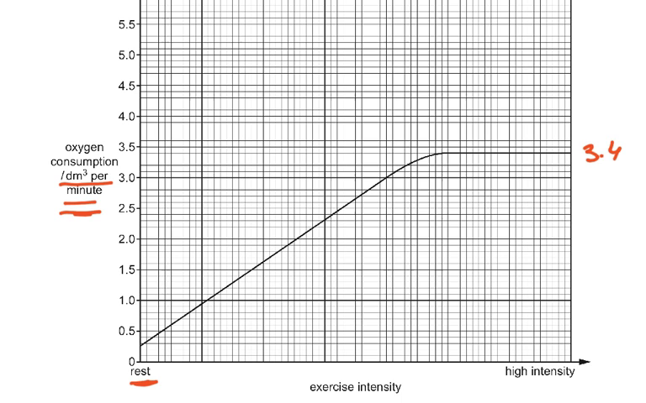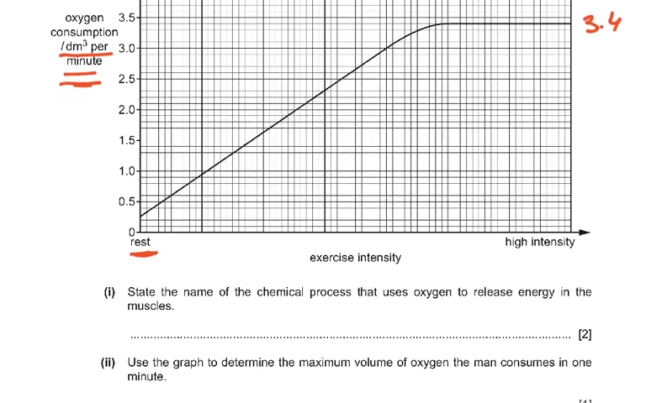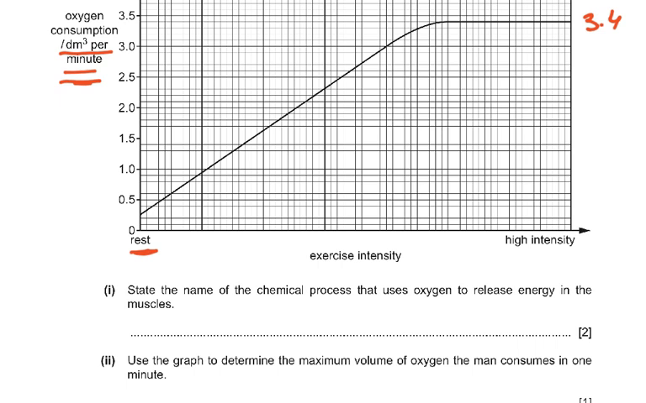So it's half of 0.5. 0.25, and then it goes up to 0.5, then 0.75, 1, 1.5, 2, 2.5, and so on and so forth. So you look at this very carefully: state the name of the chemical process that uses oxygen to release energy.